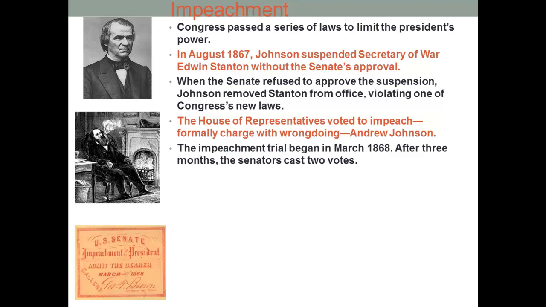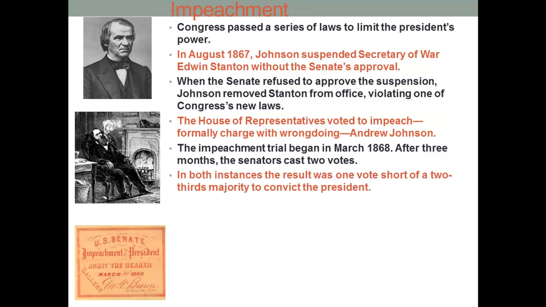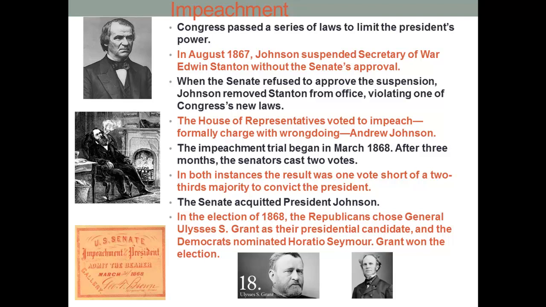The impeachment trial, which would be held in the Senate, began in March of 1868. After 3 months, the senators cast 2 votes. In both votes, the result was 1 vote short of the 2/3 majority needed to convict Andrew Johnson. Therefore, the Senate acquitted him, and President Johnson served out the rest of his term.